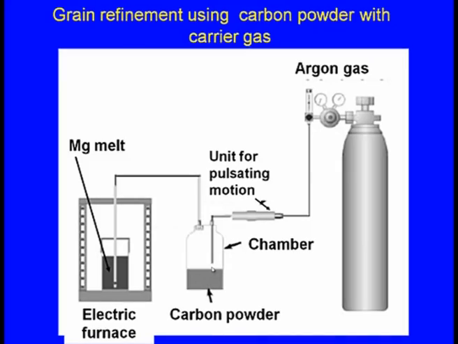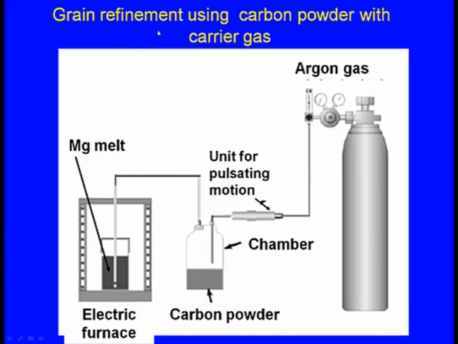So, at one stage the motion will be high, and at one stage the movement of this argon gas will be less. So, it will be going inside this chamber and taking a certain amount of carbon along with it, then it will go inside the furnace and mix with the molten magnesium. Now, this carrier gas is an inert gas, so it does not react with the molten metal, but only the carbon powder which is going along with the carrier gas will mix with the molten metal, and grain refinement will be done because of the carbon powder. So, this is another method of grain refinement, using a carrier gas.